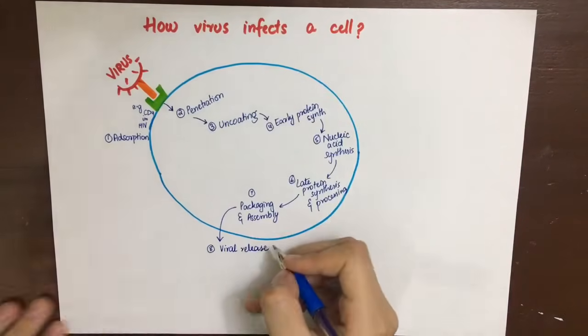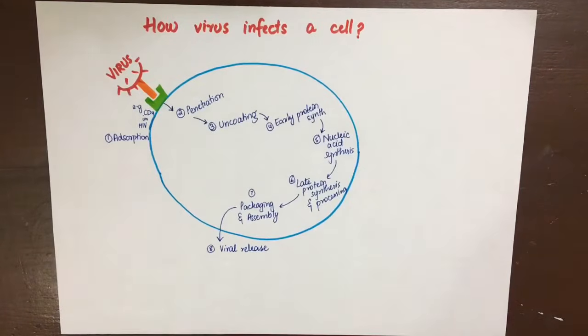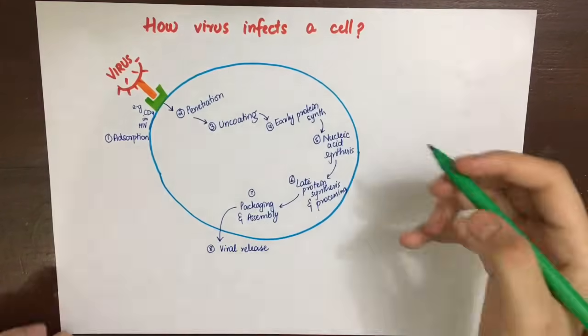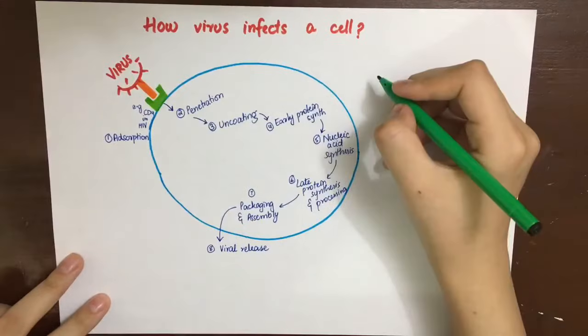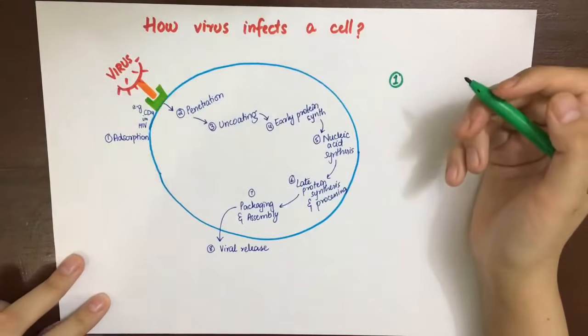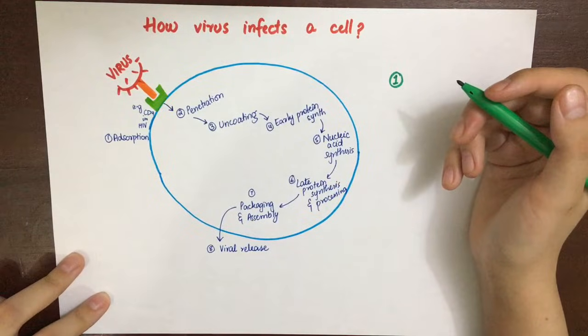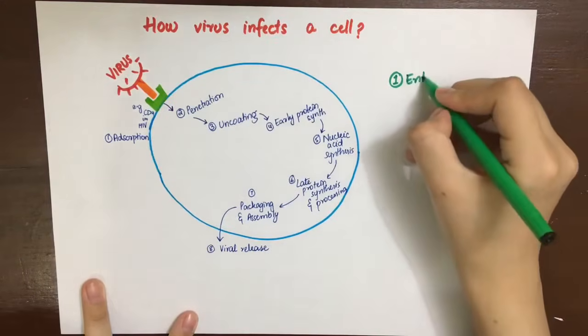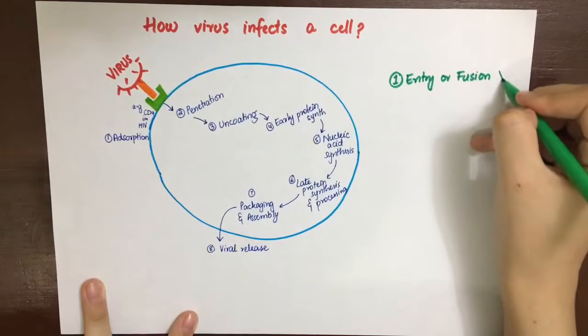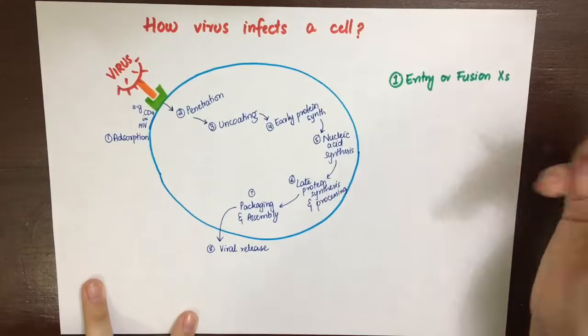The purpose of making this diagram was to put the drugs where they act on this diagram. So first, we'll see the drugs which will inhibit the adsorption phase, or that will inhibit the interaction between the viral glycoprotein and the receptor. They will be the entry or fusion inhibitors. The drugs included are enfuvirtide and maraviroc.